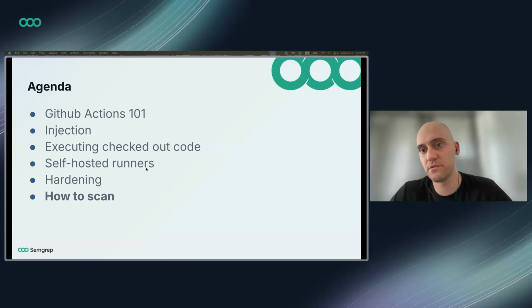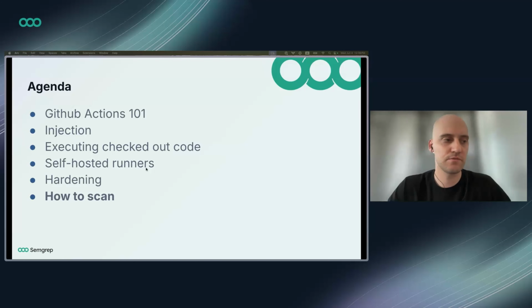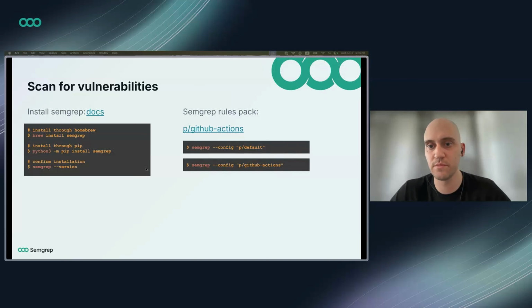Okay, so also, when you harden your workflows, you also want to be proactive and try to find vulnerabilities. You can do it with Semgrep because luckily, as I showed you today, all of this is mostly YAML configuration. It's quite easy to scan with static analysis tools. We have a set of rules specifically for GitHub Actions. They are also part of the default set of rules that we have.